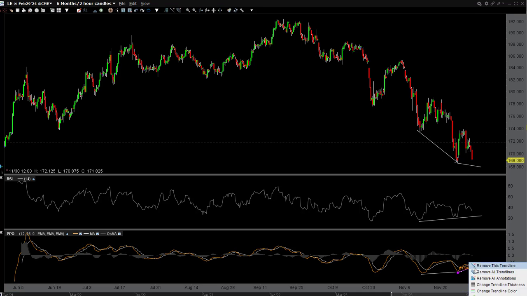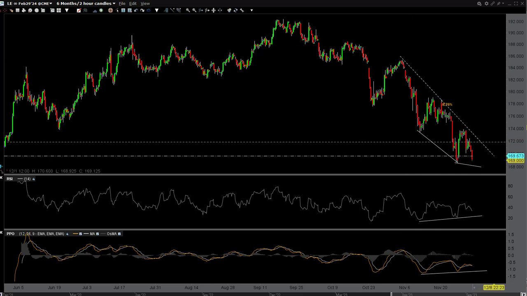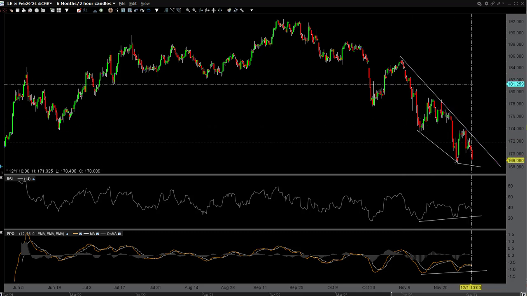Let's just say we take and get rid of that one and extend these trend lines out. This is what often happens. If you can extend the lines out, then you get one more thrust down, put in that extended divergence, and then reverse. Trend line's not super clear, but could use that.